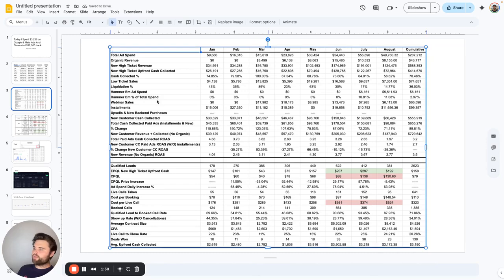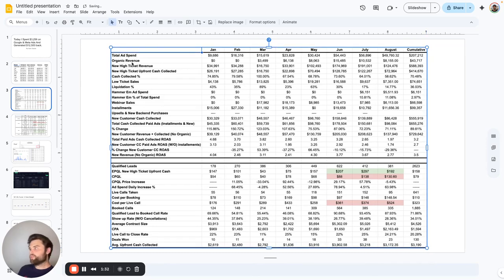Let's get a little bit more granular. The metrics that we're tracking are total ad spend, the organic revenue that's attributed by Hyros. We're going to talk more about Hyros later on. The new high ticket revenue, the new high ticket upfront cash collected. Okay, cash collected total percentage. Okay, of all the cash collected percentage upfront. We have low ticket sales. We have a downsell that is aimed at liquidating the spend.